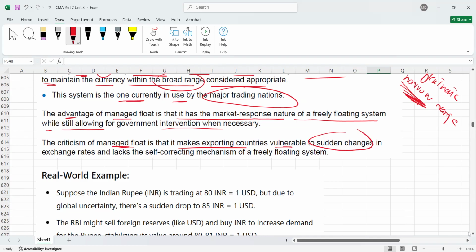And one more thing here. They are saying why it is a criticism: it will increase the risk for those countries who are trading with you, because of the lack of the self-correcting mechanism of a freely floating system. We have some features of freely floating, but it's not accurate. We don't allow the whole demand and supply of the currencies to decide the exchange rate, because government intervention is there. So here we have a real world example.